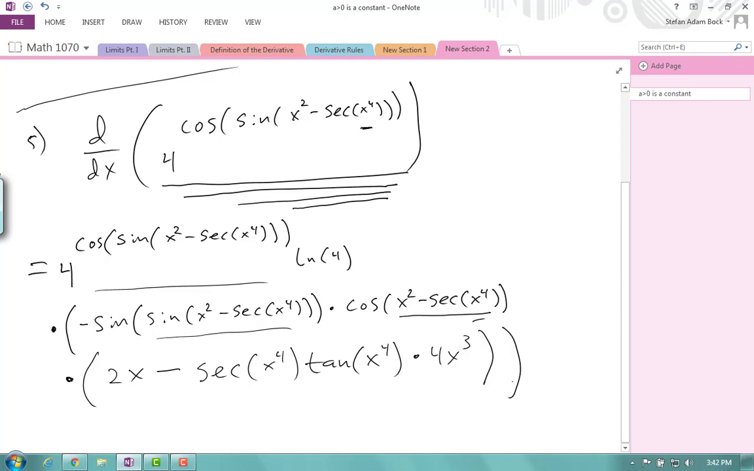Be very careful with your parentheses on these problems, because as we saw here, there is a difference, and I want to make sure that I'm multiplying all of the correct things together. For example, this 4x cubed here is only multiplied by this term and not to the 2x, because the x to the 4th is not on the inside of this first x squared function.